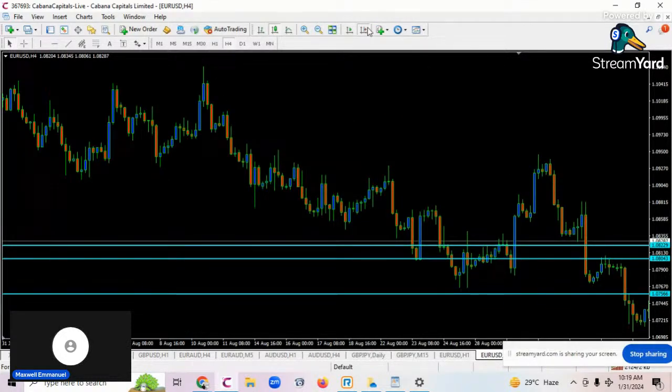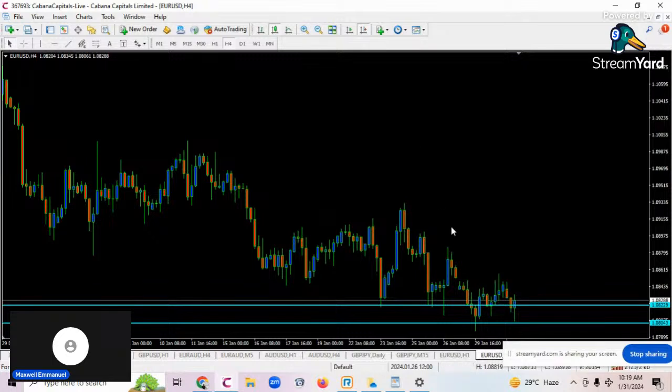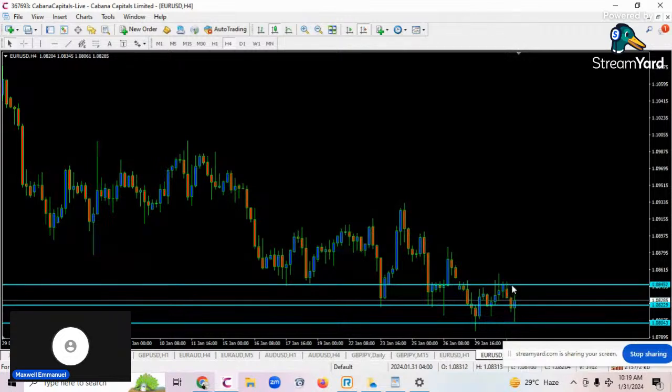What do we have on 4 hour at the moment? If you want to buy Euro USD, you can see at this point we had what looks like an engulfing pattern. Can you see this? I would suggest if you want to buy Euro USD, wait for price to break this resistance. That's my take on Euro USD. I am bullish on Euro USD. That is clear.